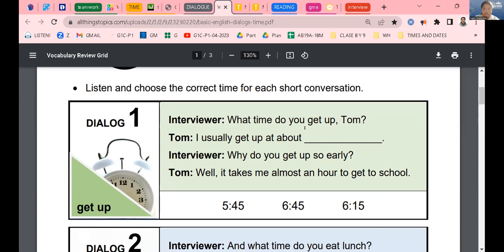A quarter to six. Okay. So that's what you have to do. You have to write the time. Okay. Perfect. So now let's see the next one.